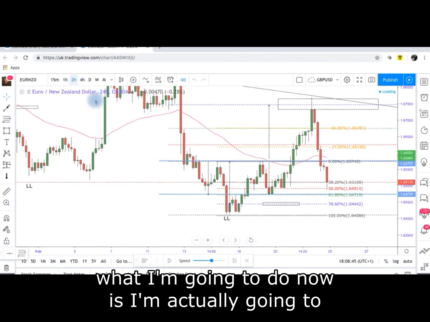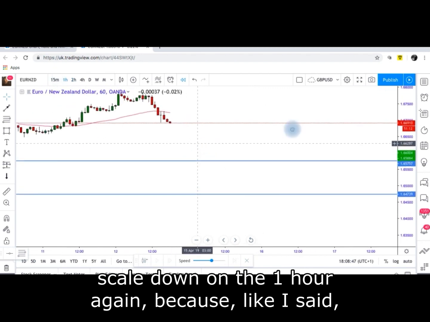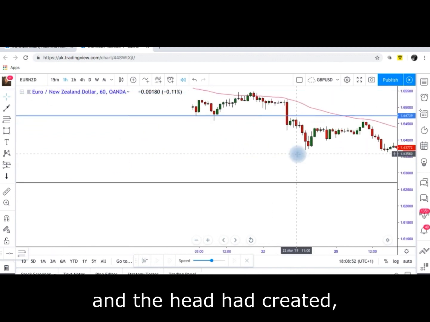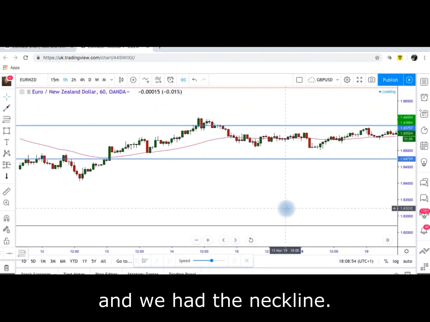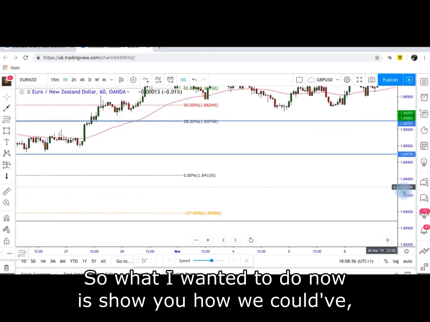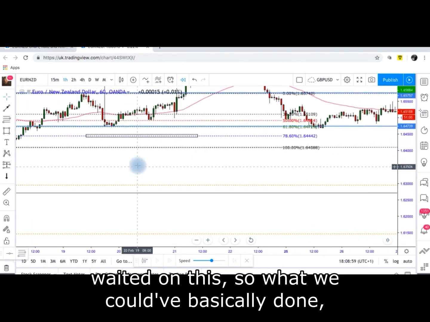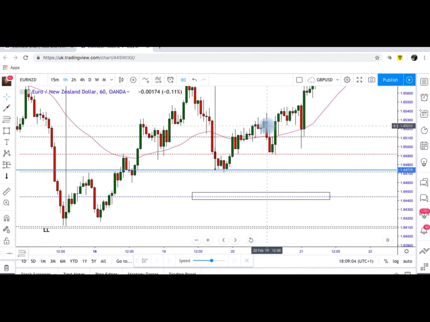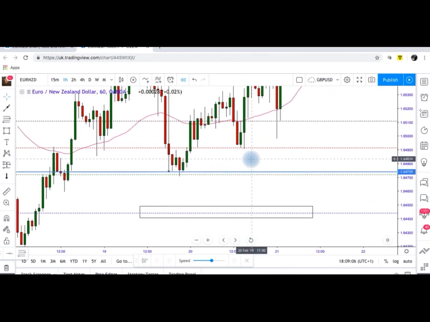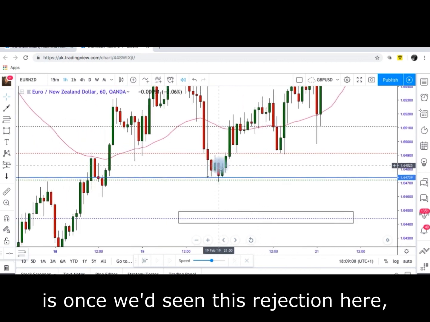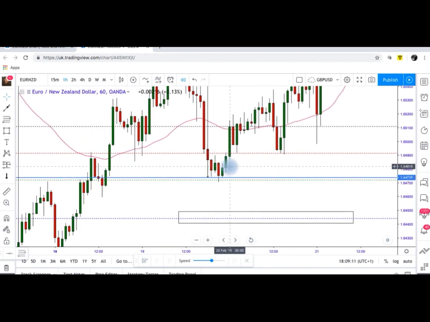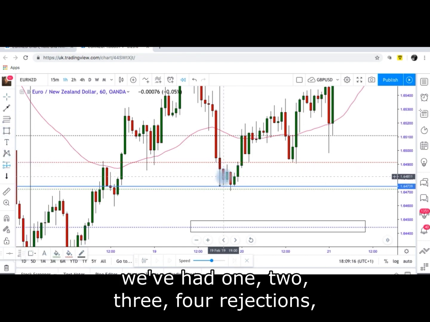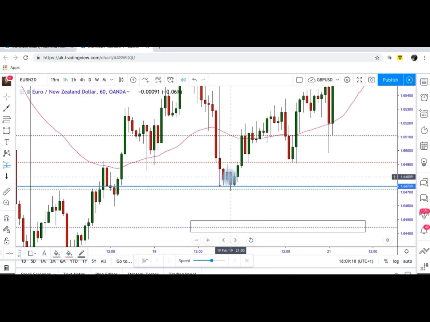Okay, so what I'm going to do now is I'm actually going to scale down the 1 hour again, because like I said, we would have highlighted this right shoulder as an area of interest once the left shoulder and the head had created and we had the neckline. So what I wanted to do now is show you how we could have waited on this. So what we could have basically done is once we'd seen this rejection here, this cluster, we could have simply gone long. We've had 1, 2, 3, 4 rejections.